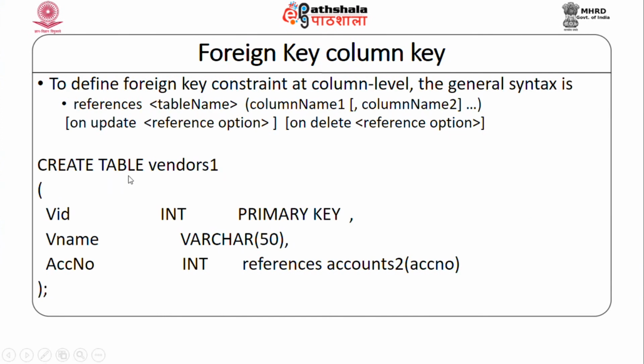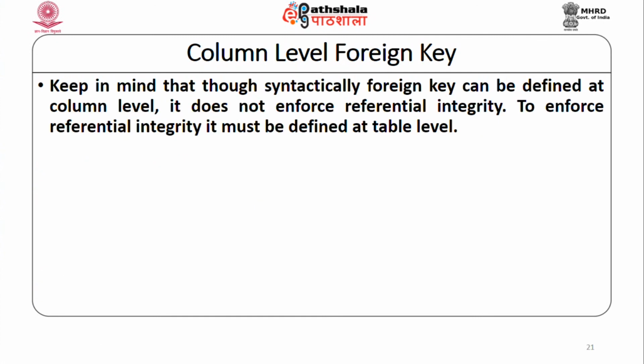This is the example. You can write create table vendors 1, VID is the field name, vendor ID, data type integer, defined as a primary key; V name, vendor name, varchar 50; and account number, which is data type integer, and it refers to the accounts 2 table with the account number column. So, here you create account number as a foreign key. So, it will be related with this accounts 2 table.